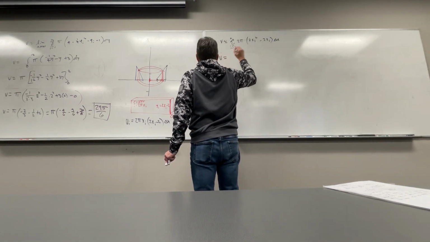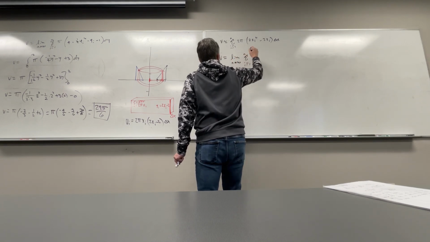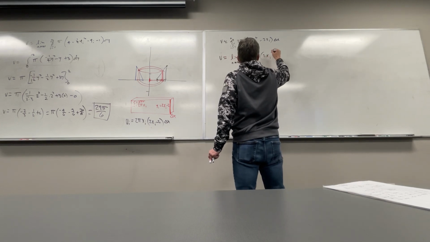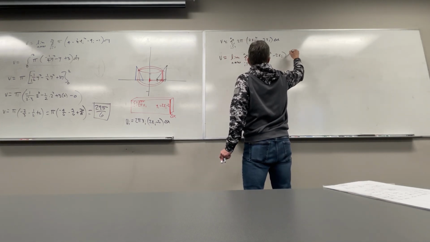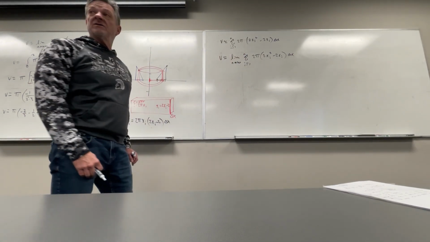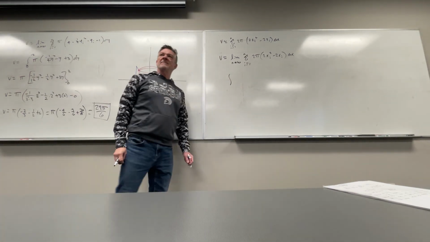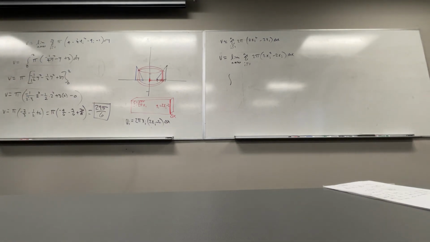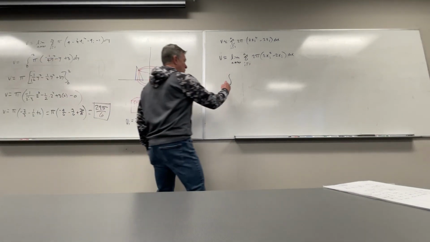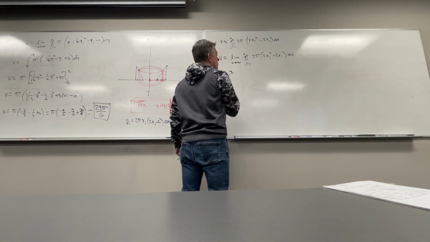Now, the volume would be exactly the limit as n goes to infinity of the sum, i equals 1 to n, 2 pi times 2x sub i squared minus 2x sub i, delta x. That's going to be an integral. Now I gotta figure out where these shells start and where they stop. They go from 1 to 2, don't they? So 1 to 2. So this is going to be the exact volume now.